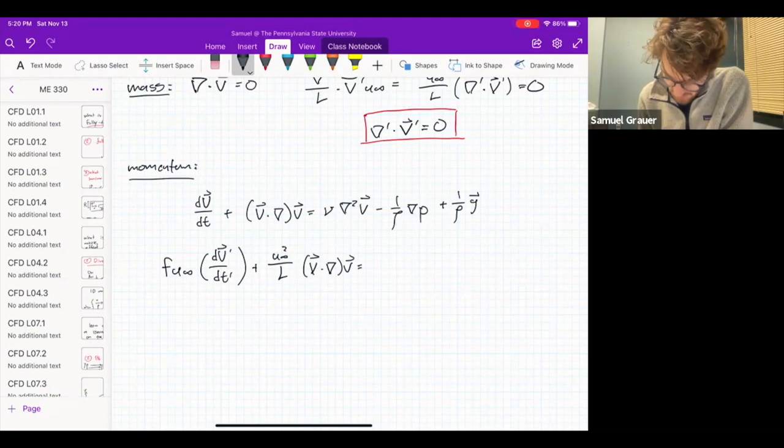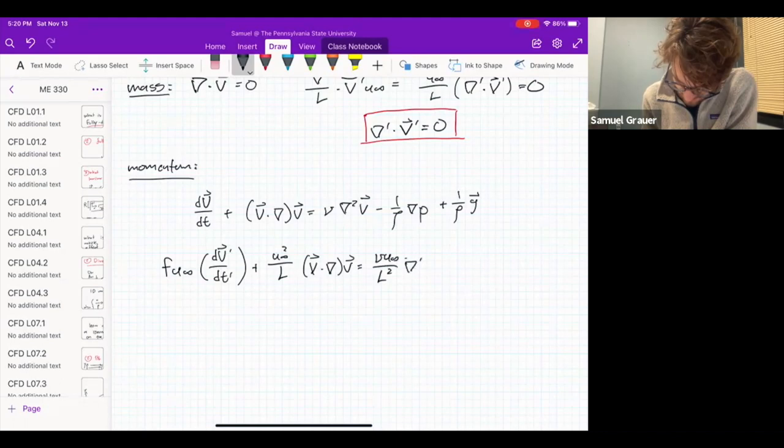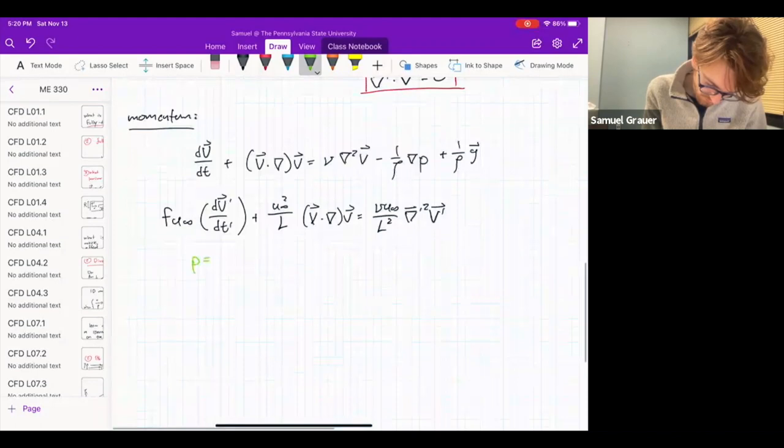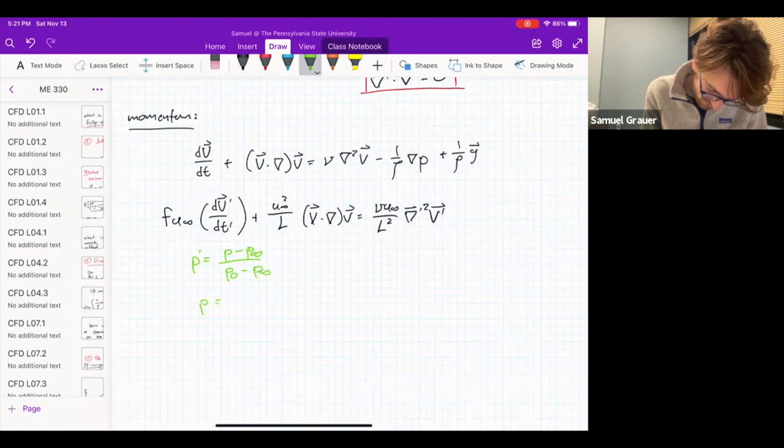So we're going to have nu U infinity over L squared. That gets multiplied by del prime squared V prime. And then for pressure, you can see that earlier we have this pressure defined. I'm going to bring this down here, and then we'll take a closer look at it. We have P prime is equal to P minus P infinity over P naught minus P infinity, meaning that P is equal to, and we're going to call this delta P, P infinity plus delta P times P prime. And that's what we're going to substitute into the governing equations.